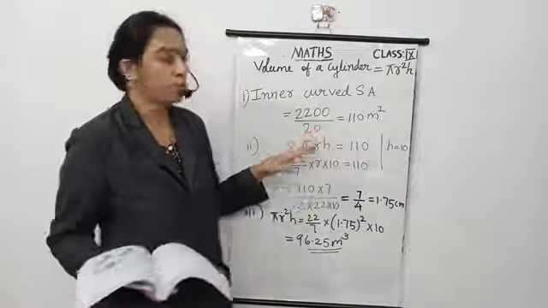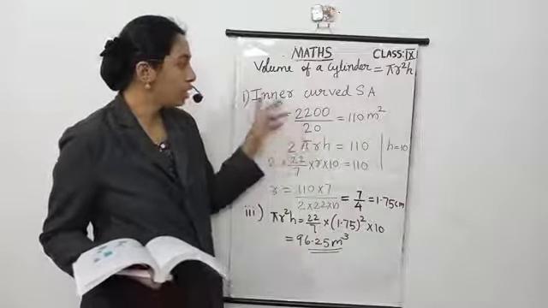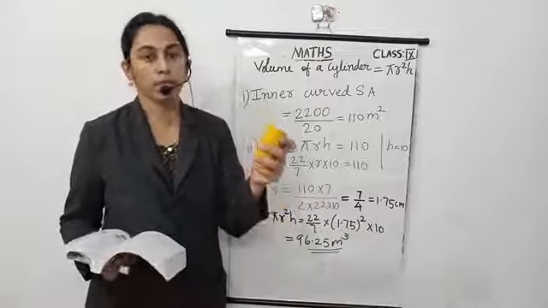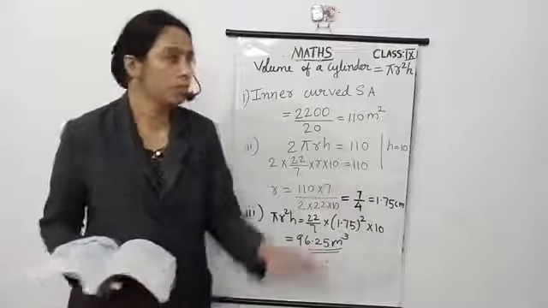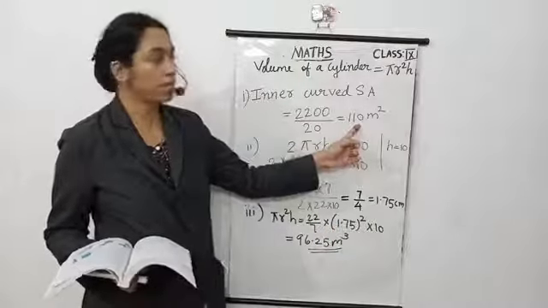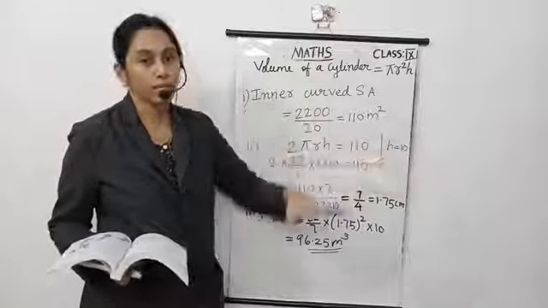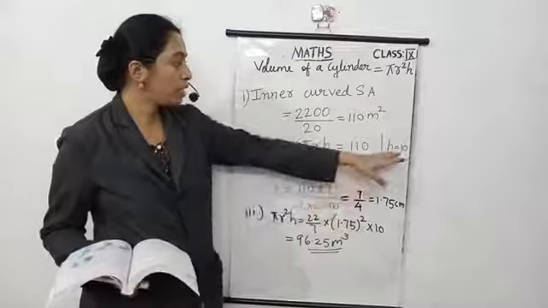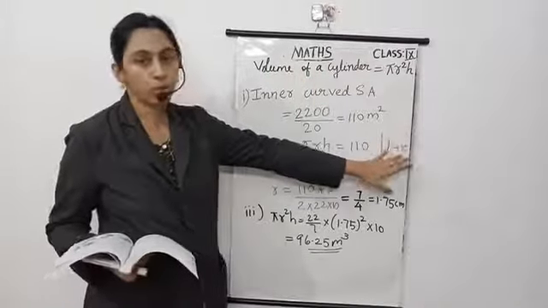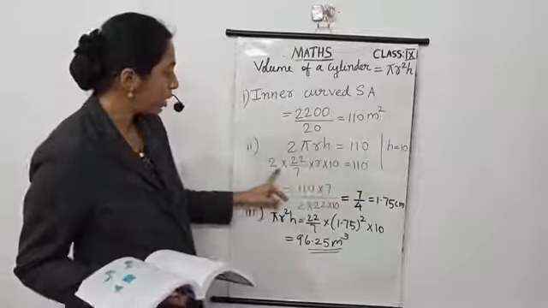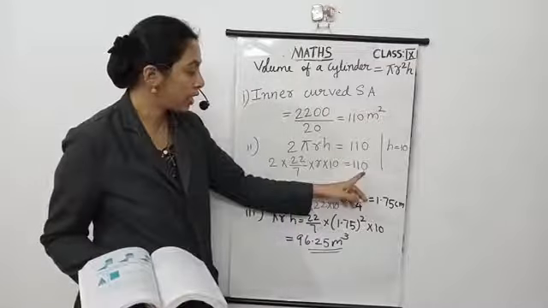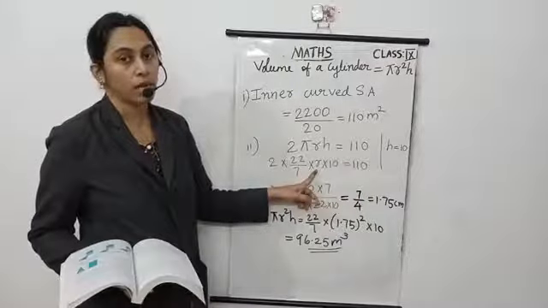Then find the radius of the base. Inner curved surface area means inside curved surface area. That is curved surface area 2 pi r h, and 2 pi r h is 110. Height is given: deep is 10 meter, so h equal to 10 meter. Substitute the values here: 2 into 22 by 7 into r into 10 equals 110. So from here we can find r.